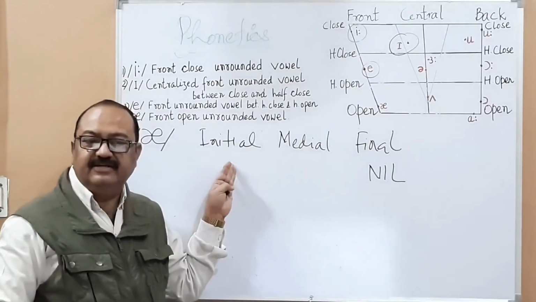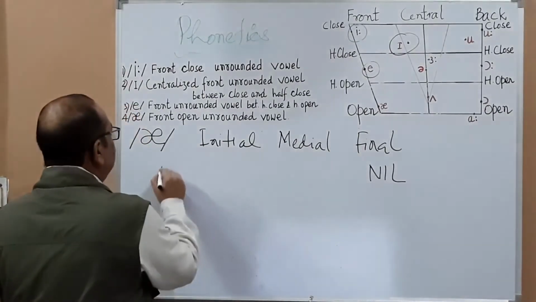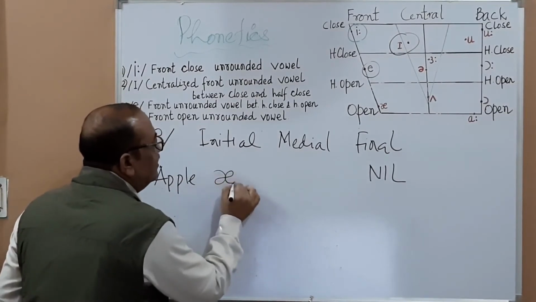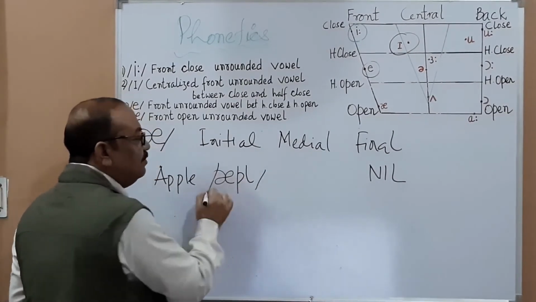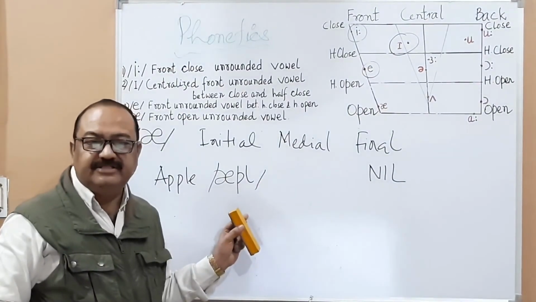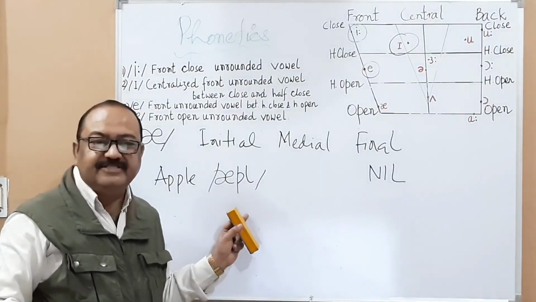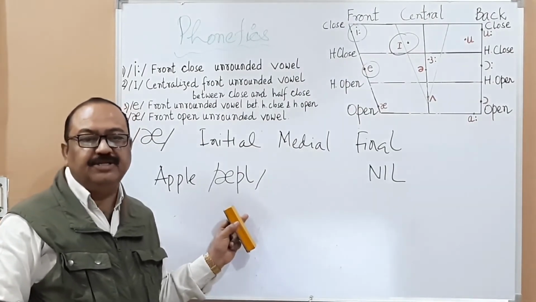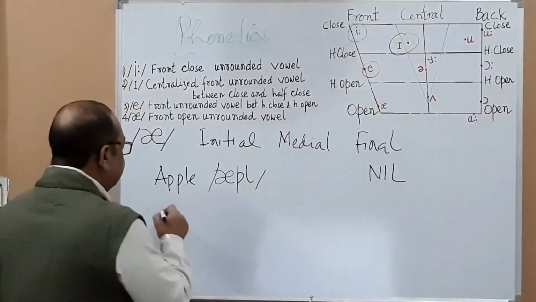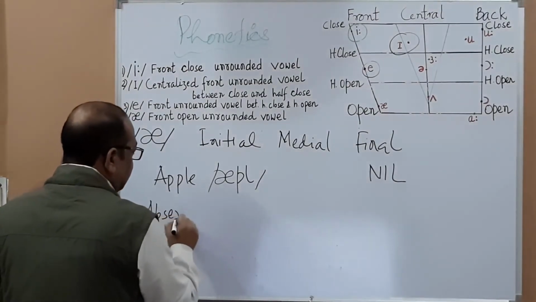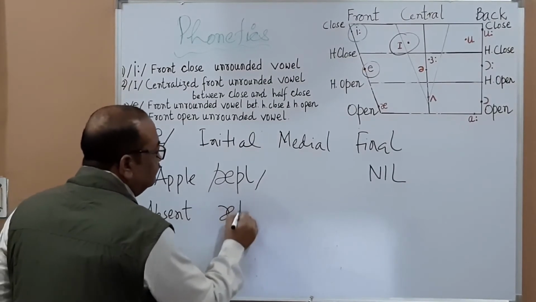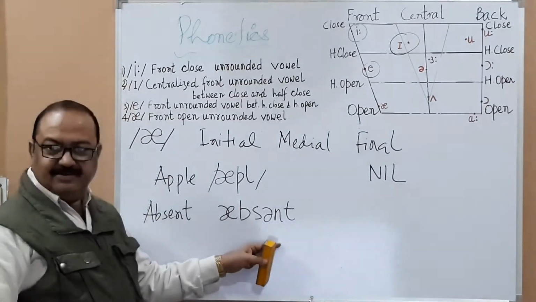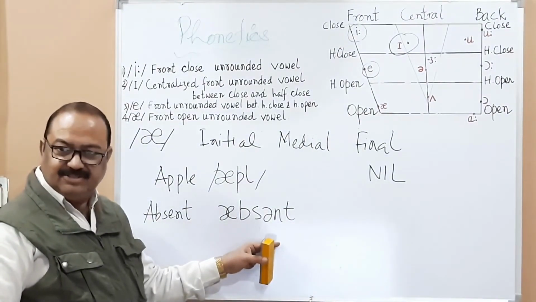Can you tell me words like? Apple. Apple, very good. And how would you write? A, P, and L. So simple. This is how we write apple. It's very easy. Yes? Anyone else? Absent. Very good. How do you write absent? This is how we write absent. This is again very easy.